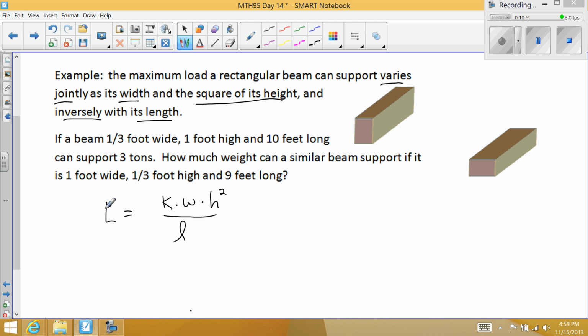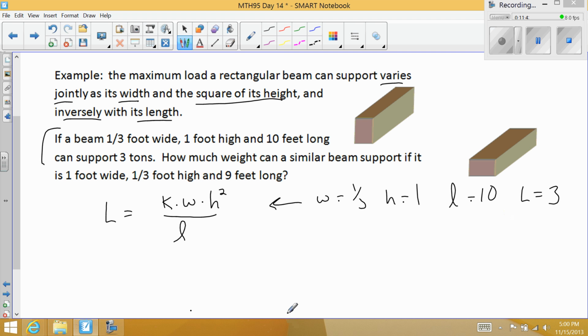So now that we've got the basic model set up, then we can start looking at the additional information, the specific numbers we're given. So if a beam is 1/3 foot wide, so let's just write that down, W equals 1/3. 1 foot high, so H equals 1 foot, and 10 feet long. This little l, the length, is 10 feet. It can support 3 tons. The load is 3. So just taking that information, we're going to put that information into our general model here, because what we're missing in our general model is k.